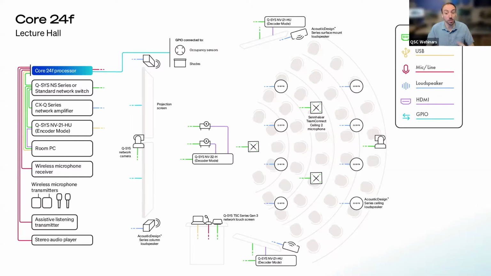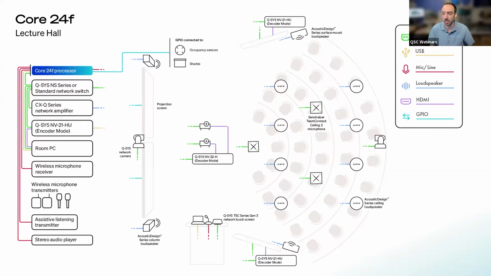Room PC for UC connection, so we can have a virtual call into the classroom. Also, some wireless mics and transmitters around the room for assisted listening and wireless mic receiving, and an audio player so that we can play back some audio files. Maybe this is a music teaching space.